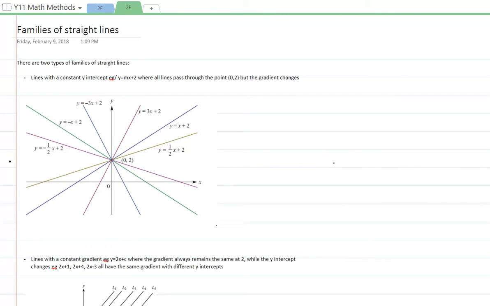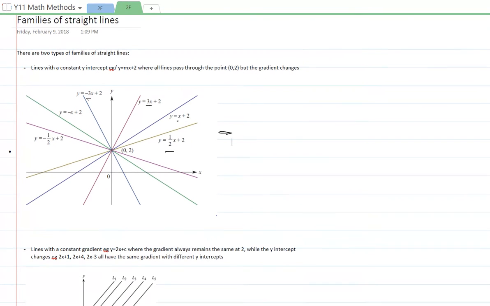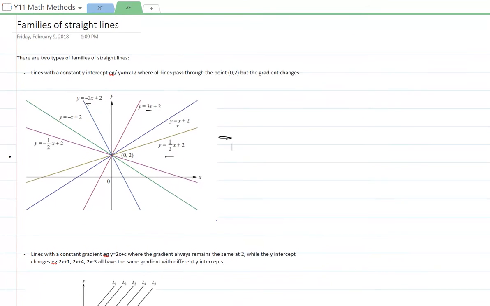And you can see in this graph here how there's this family of lines that's all passing through the point (0, 2), but with different gradients, such as, so you've got a half here, you've got a gradient of 1 here, gradient of 3, so you can see it's a lot steeper, and negative over here. Okay, so that's one form of a family of lines.